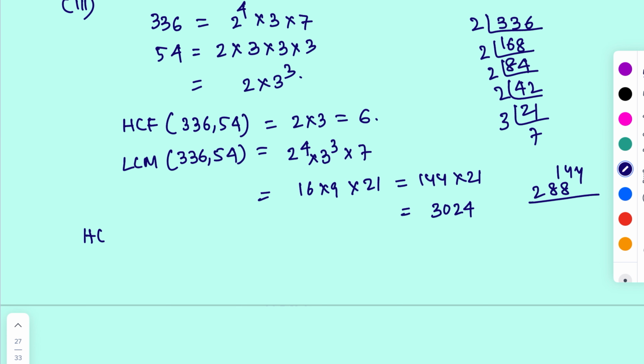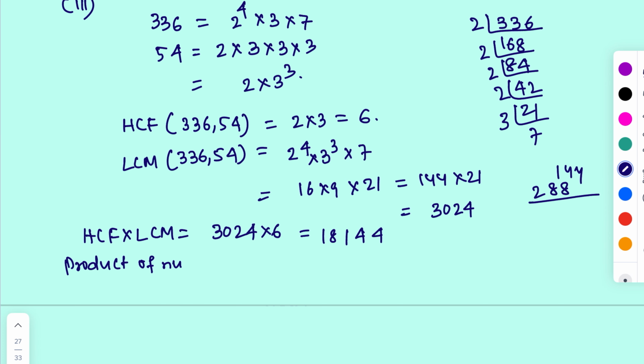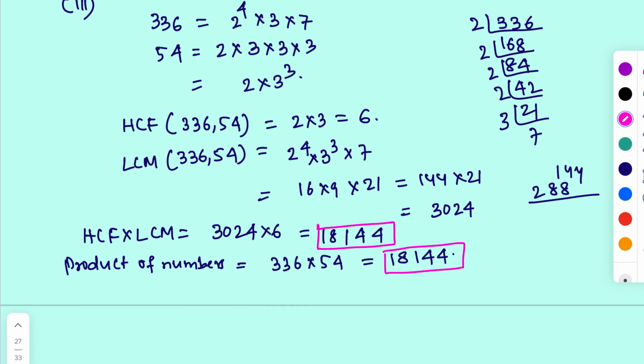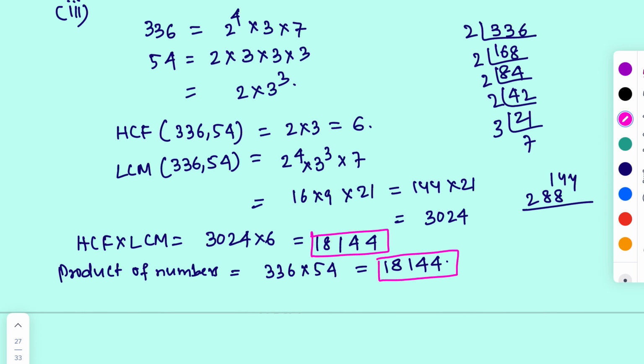So now HCF into LCM is equal to 3024 multiplied by 6, which is equal to 18144. And if you multiply the two numbers, product of numbers will be equal to 336 into 54, which is equal to 18144. Hence HCF into LCM is equal to product of two numbers. Thank you.